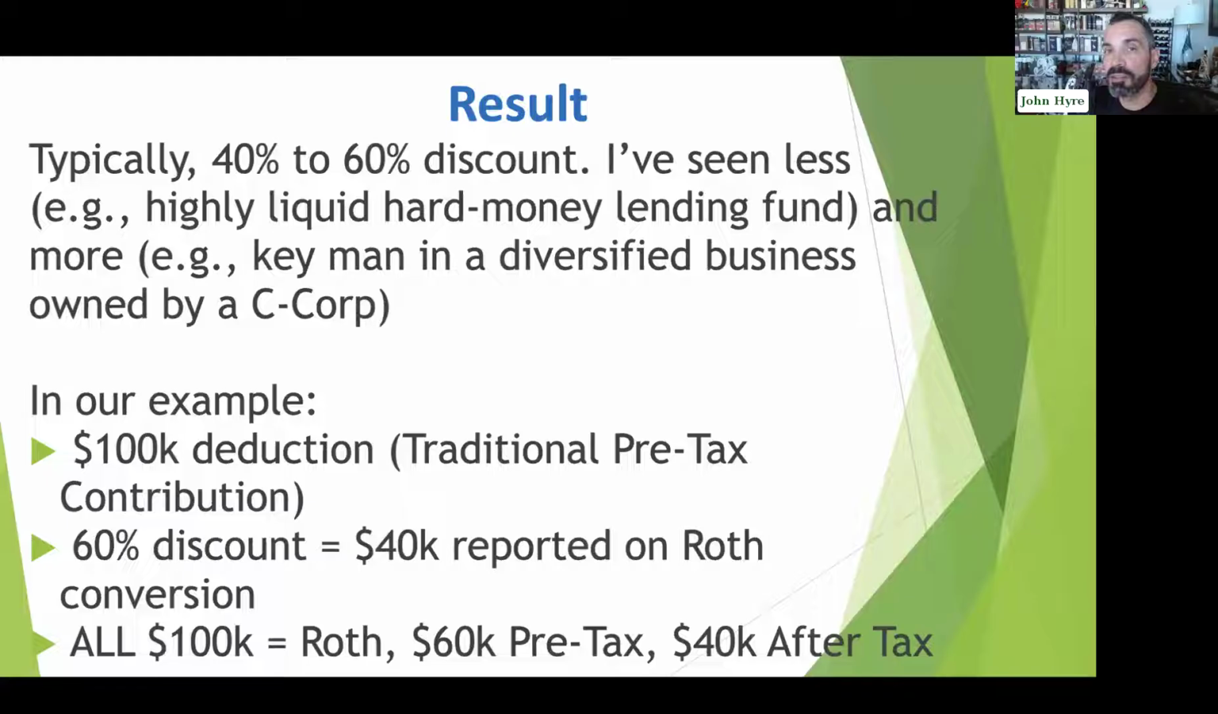And so going back to the example we started with, a $100,000 deduction from having contributed to a traditional pre-tax account, a 60% discount means you're only reporting $40,000 on the Roth conversion. All 100 grand, or whatever it grows to, is Roth, but 60% of your Roth was pre-tax. That's a highly abnormal and glorious result. That is eating your cake and having it too.